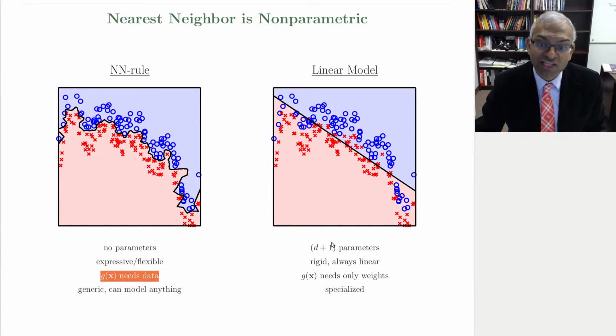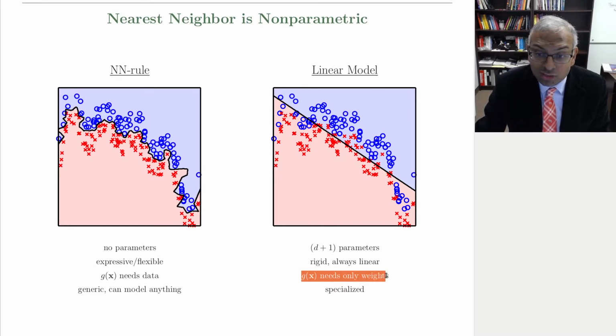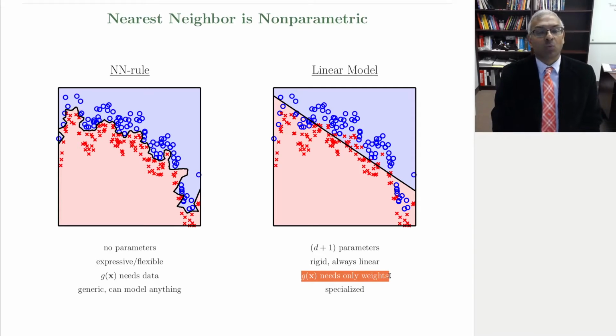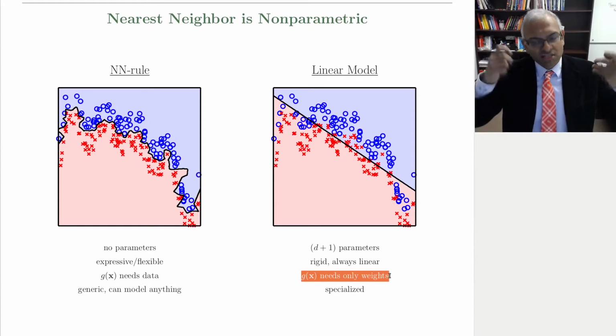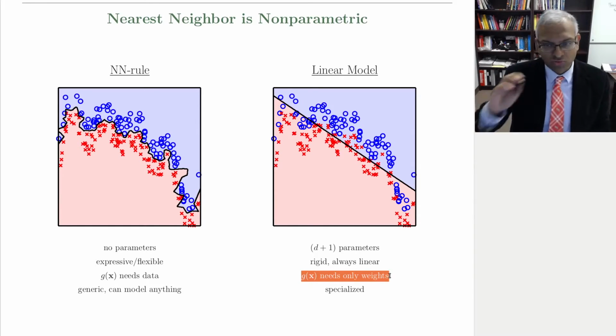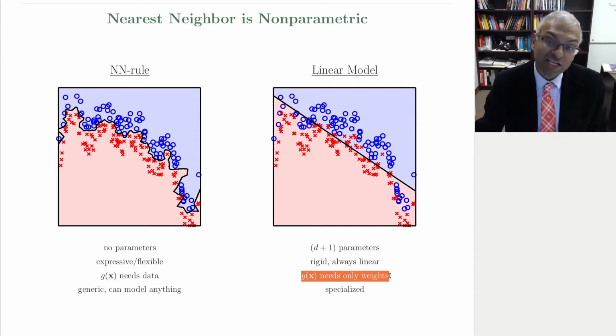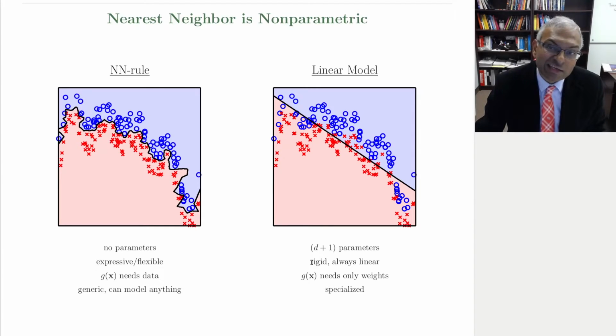But now look at the linear model. In the linear model, you've learned these parameters, these d plus 1 weights. Now you can throw away the data. You need to only keep the d plus 1 weights. So in some sense, the linear model performs a compression of the data into these sufficient d plus 1 weights, and those are sufficient for you to classify. Now the linear model, along with that compression, along with this throwing away of the data and learning these d plus 1 parameters, makes the linear model rigid in some sense.